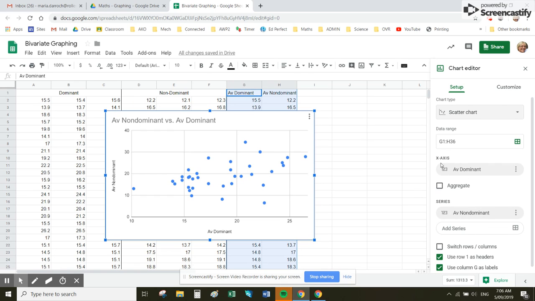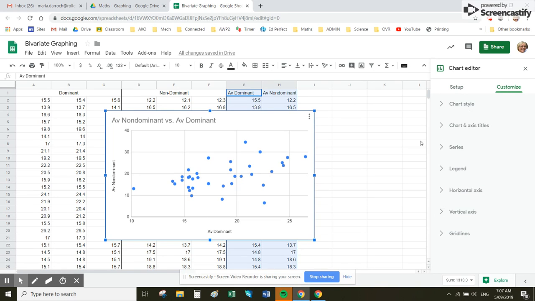And you'll find here it will have series and it will have both of them as a series. What we need is x-axis average dominant, and then the series is the non-dominant. If that's not the case, you can try deleting it and then inserting it again, or you can try closing the program and then doing it again. If that doesn't work, you have to work through the customize.